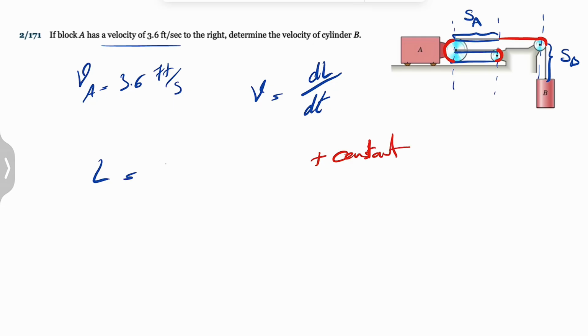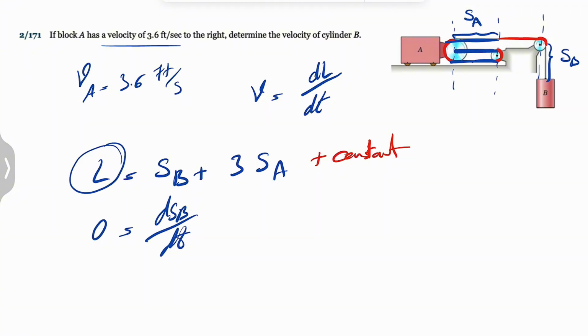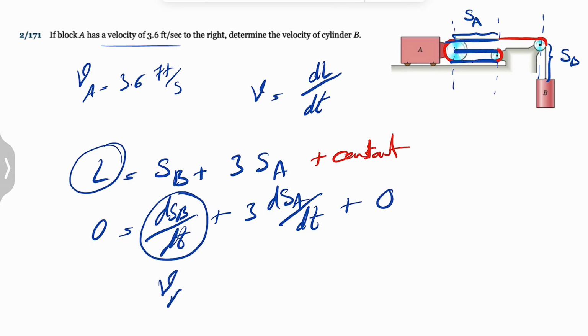What we're going to have for the length is basically 1 S_B plus 3 of these cables here, 1, 2, and 3. So we have 3 S_A. And now if we just differentiate with respect to time in here, we're going to get the relationship between the velocity of these two. So as I said, L is constant, so dL over dt is going to be 0. dS_B over dt is going to give us the velocity of B, dS_A over dt the velocity of block A, and again the constant is going to be 0. So this is going to be the velocity of B plus 3 times the velocity of A, and that's going to be equal to 0.